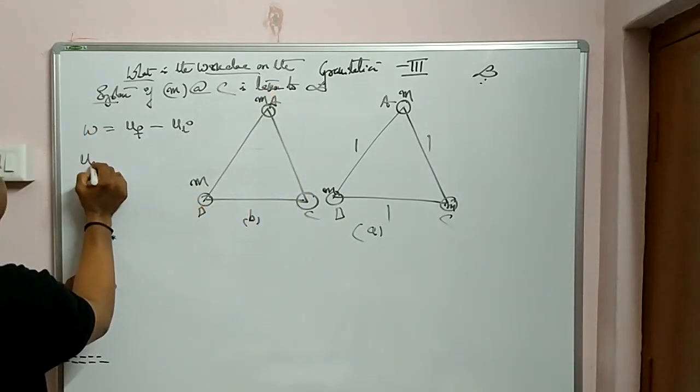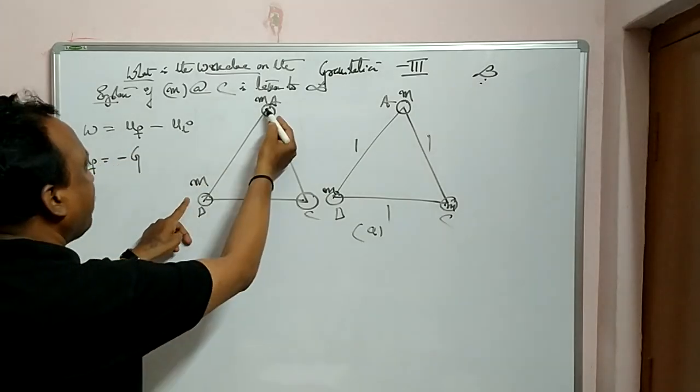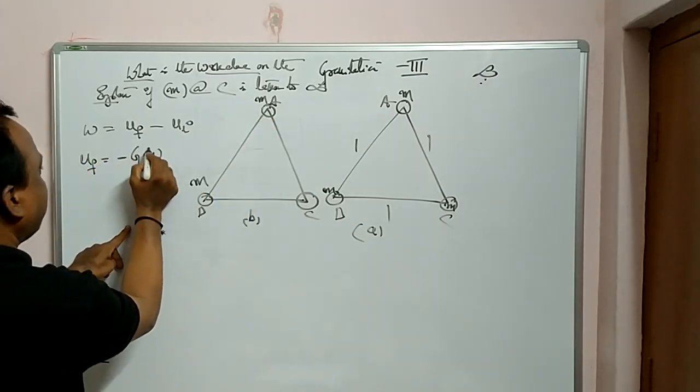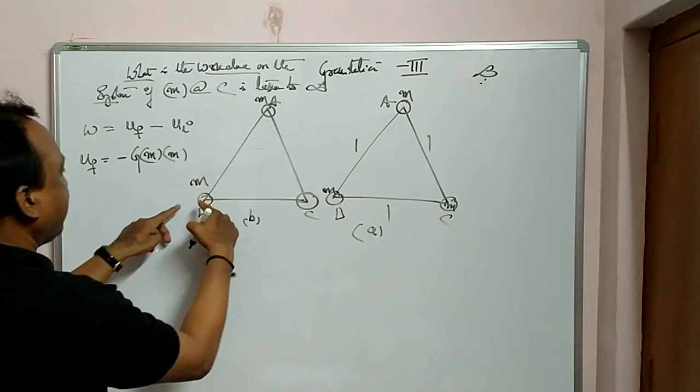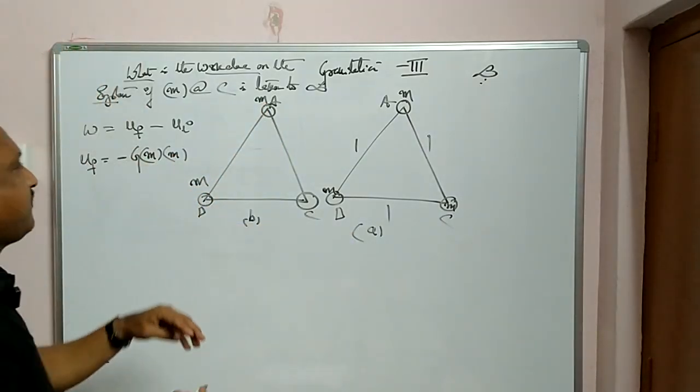So U final is given by minus G m1 m2, that is due to this one because at C the mass is not there, it has gone to infinity.